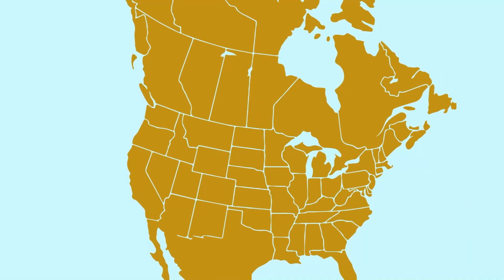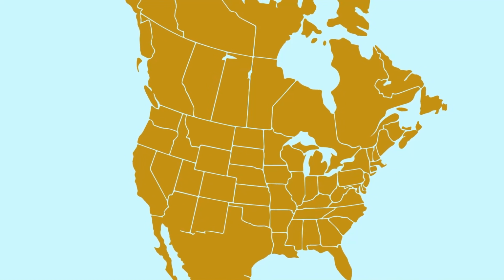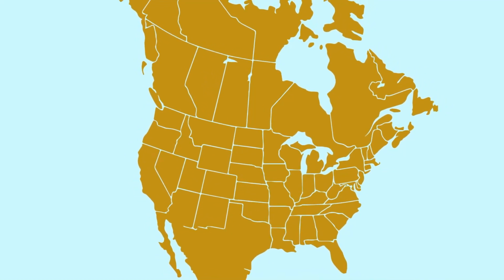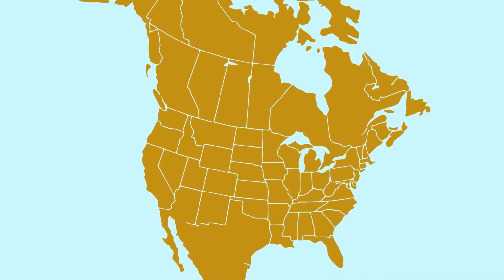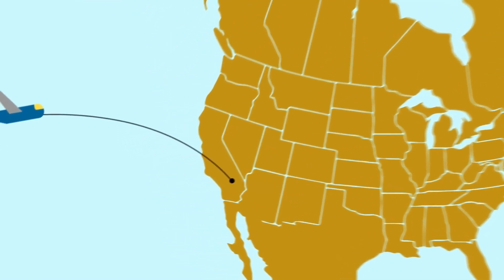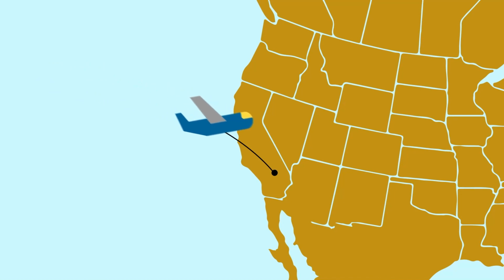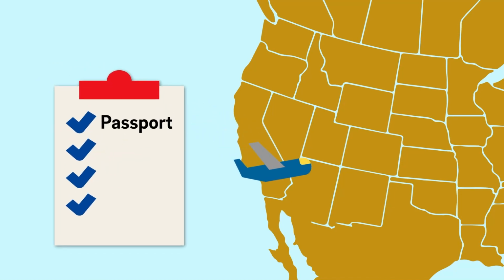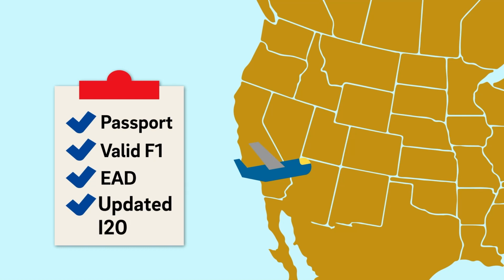A common topic for students is traveling while on OPT. Is it possible to travel outside the U.S. with approved OPT? Yes, it is possible. When you re-enter the U.S., you must make sure you have a passport that is valid for at least 6 months in the future, a valid F-1 visa, your EAD, and an updated I-20 with a valid travel signature.